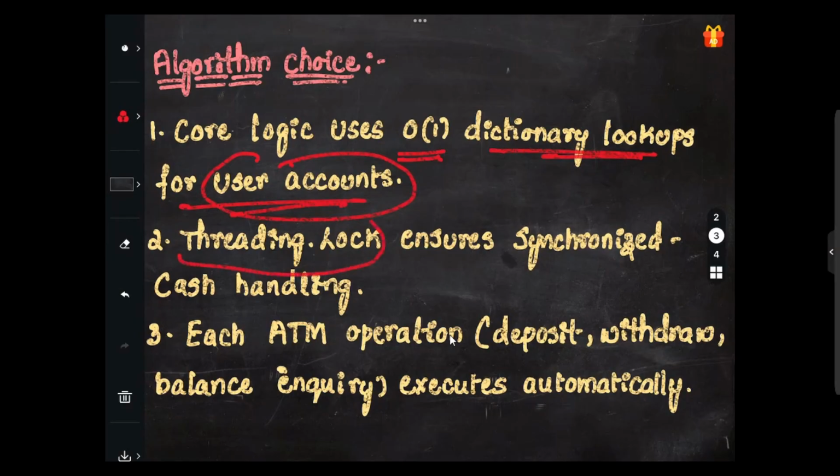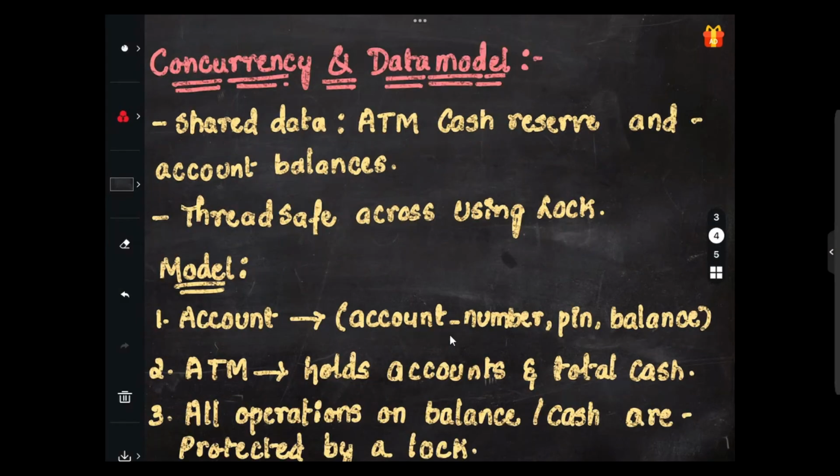Primarily we will be making use of threading.Lock, which ensures synchronized cash handling. The final one: each ATM operation, deposit, withdraw, balance inquiry, executes atomically. This is the algorithm that I will be going with. If you are familiar with any other algorithm that suits perfectly, you can go with that as well. Let's move on with the further things, mainly concurrency and the data model.